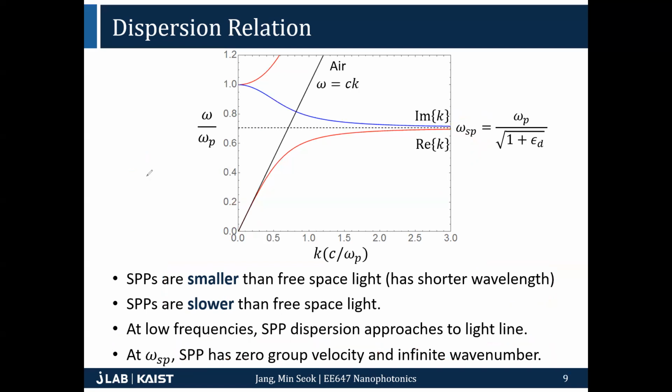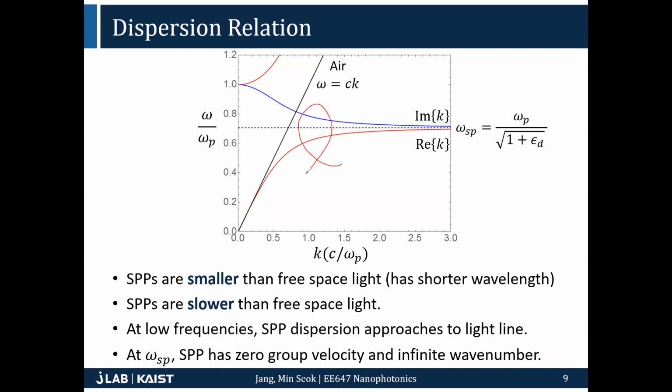But this is not possible, of course. It's basically too good to be true. Why is this not possible? Why can we not get zero group velocity, and why can we not get infinite wave number or infinitesimally small wavelength? That is because metals are always lossy.